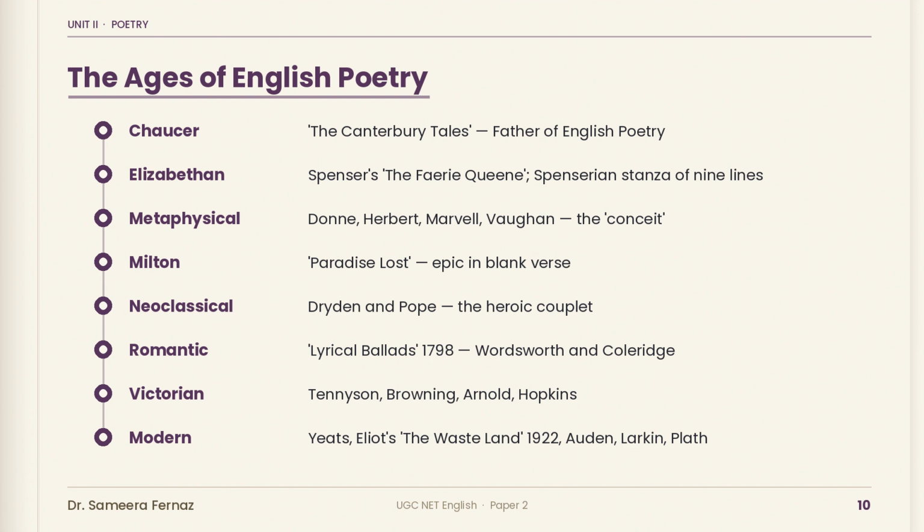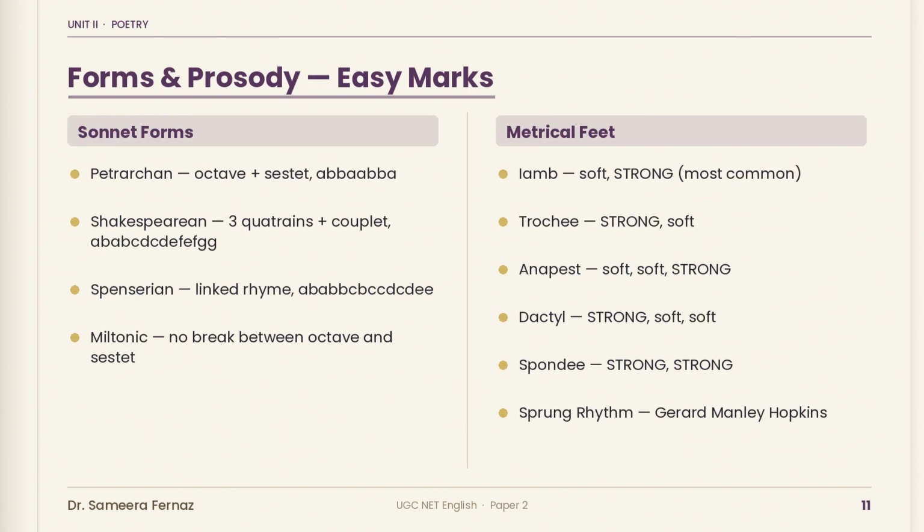The romantic age begins with Lyrical Ballads in 1798 by Wordsworth and Coleridge. The Victorian age gives us Tennyson, Browning, Arnold and Hopkins, and the modern age gives us Yeats, Eliot, The Waste Land in 1922, Auden, Larkin and Plath. Poems and prosody give you easy marks.